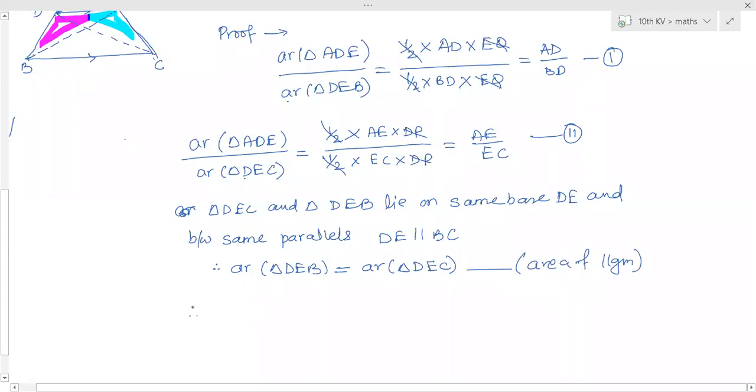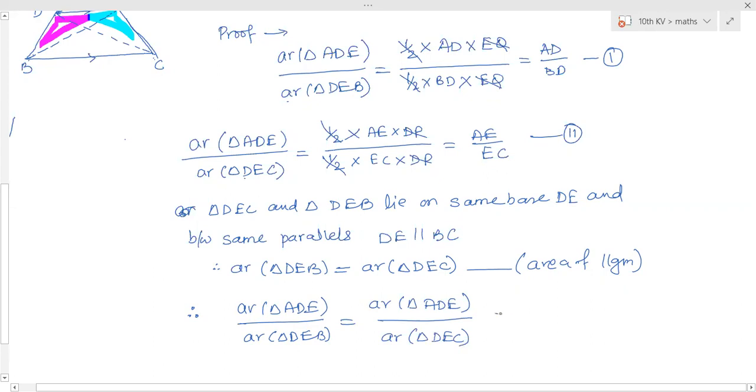Okay, therefore area of triangle ADE by area of triangle DEB is equal to area of triangle ADE by area of triangle DEC. So this is the third equation you will get. These two areas are equal, the denominators are equal, and the numerator is already equal. That means this fraction and this fraction are equal to each other.